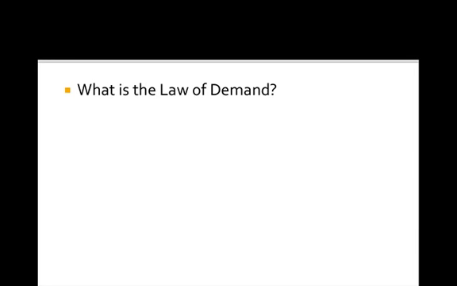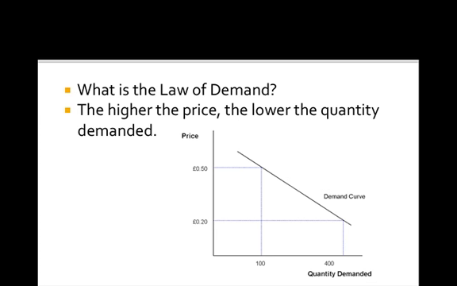So, number one, you need to know the definition of this. The definition of the law of demand is that the higher the price, the lower the quantity demanded, or the lower the price, the higher the quantity demanded. And that leads to a downward sloping demand curve.